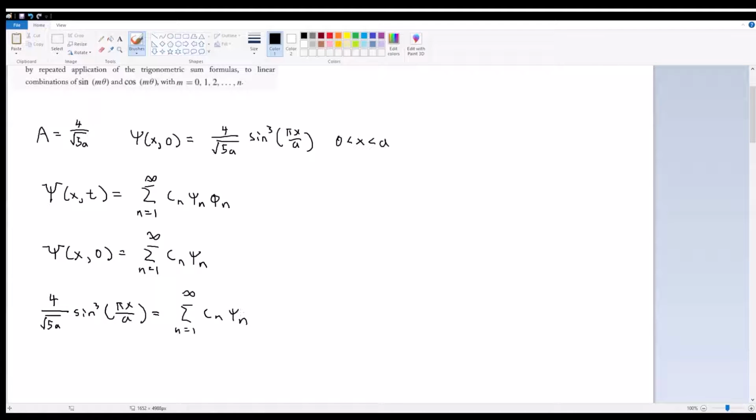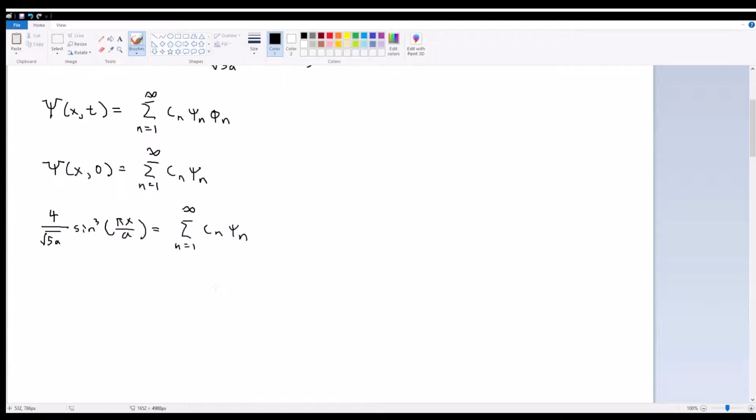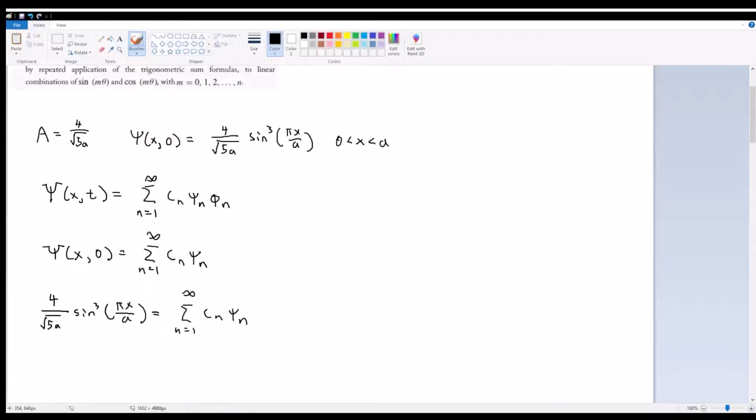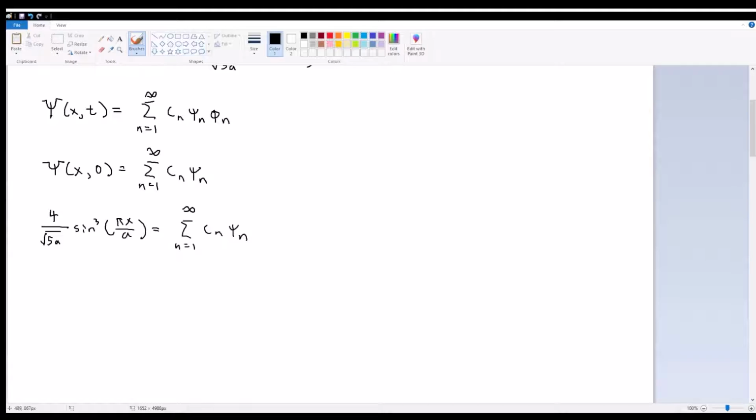Then we take advantage of the fact that there's orthogonality between the individual infinite square well wave functions. We multiply psi m onto both sides, and we take the integral from negative infinity to infinity, or in this case from 0 to a. And what will happen is that all of the cn terms will cancel except for the one where n equals m. So cn is going to equal the integral from 0 to a of 4 over square root 5a sine cubed pi x over a times psi n dx.